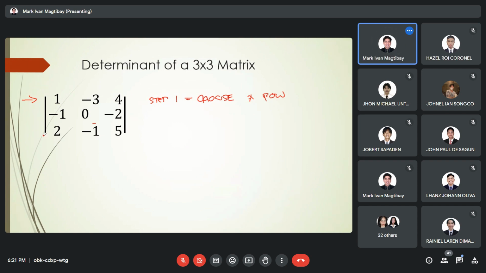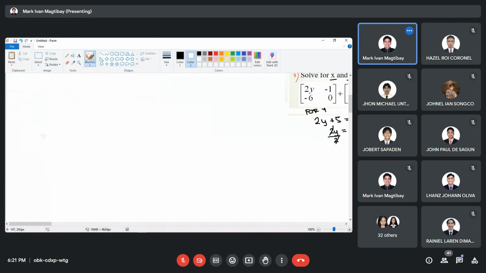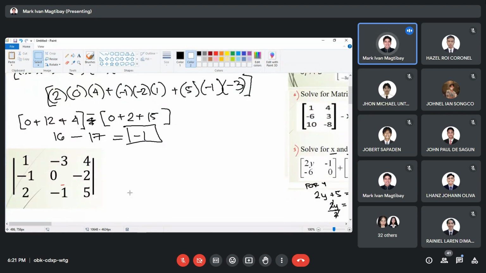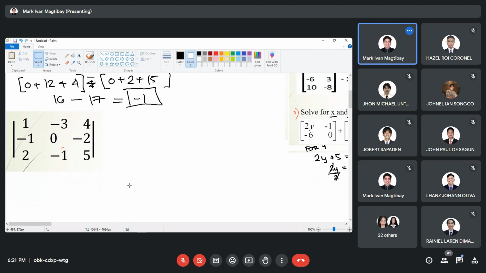So, anong gagawin po natin pag pinili nga natin si row 1? So, rewrite ko na lang dito. Keep in mind, the value of determinant natin is negative 1. So, kailangan po natin mapalabas na negative 1 din po yung magiging sagot natin dito sa other way natin. Okay? So, napili ko po si row 1. Na magkakaroon po tayo ng pattern po na pagkuha ng mga matrix natin.